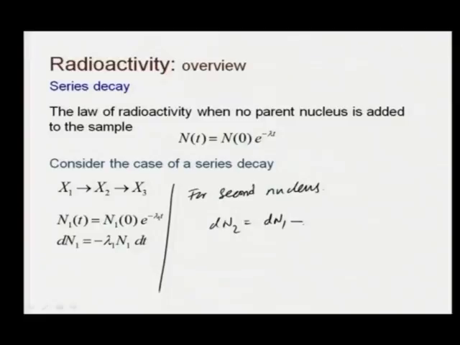If x2 is not stable, you have to subtract the number of x2 which will decay to x3, which follows the radioactive law, which is lambda 2 n2 dt. Okay, let me repeat that. Since x2 is not stable, you have to subtract lambda 2 n2 dt, which is the number of x2 which is decayed to x3.